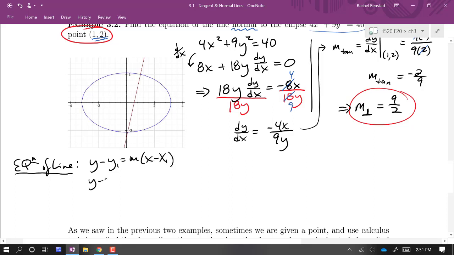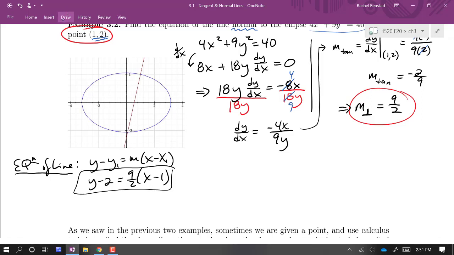So that's y minus 2 equals 9/2 times x minus 1. Now you can leave it in this form, that's fine. Or if you want to put it in slope-intercept form, we're going to solve for y. And I'll distribute that 9/2, so we get y minus 2 equals 9/2 x minus 9/2. And then we'll add 2 to both sides.